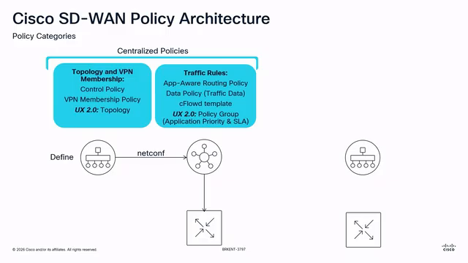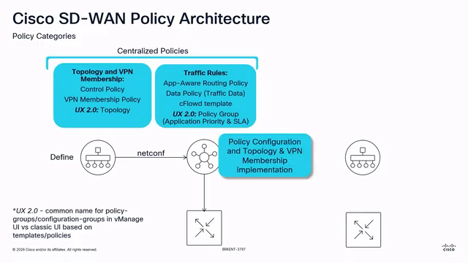If you're familiar with the vManage UI, we have a classic UI, which is basically templates and policies, and we have a modern UI, so-called UX 2.0. UX 2.0 is the common name for policy groups and configuration groups. What is important is that topology and VPN membership policies are merged into a single instance of topology, right? And traffic rules, which are application-aware routing, data policy, and so on, are called policy groups, application priority, and SLA.